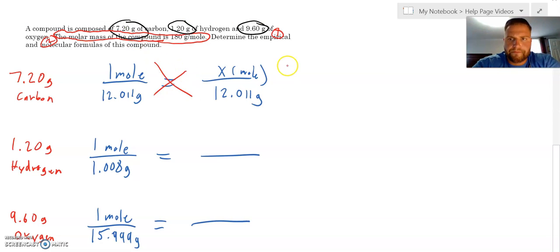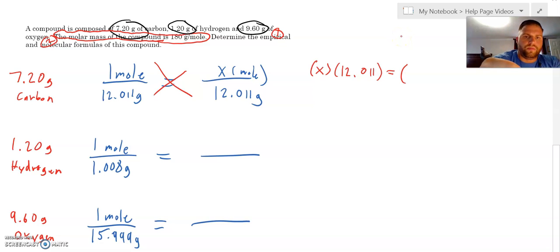Cross multiply. We get x times 12.11 grams is now equal to... mistake here. This should be 7.2 grams. That is our given, okay? So then we get 1 times 7.2 grams.